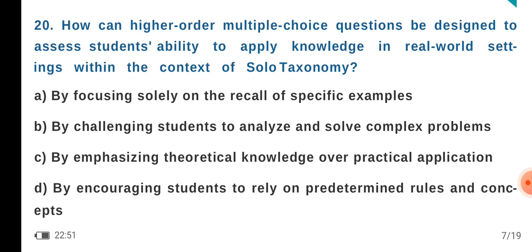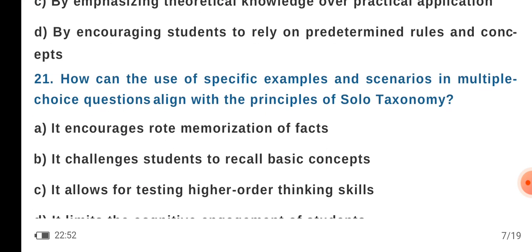The correct answer in number 20 is letter B, by challenging students to analyze and solve complex problems. Explanation. Higher order multiple choice question designed to assess students' ability to apply knowledge in real world setting within the context of solo taxonomy should challenge students to analyze and solve complex problems, reflecting their capacity for practical application and critical thinking. Okay, let's move on to number 21.